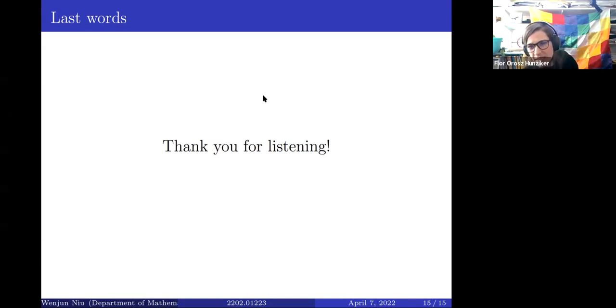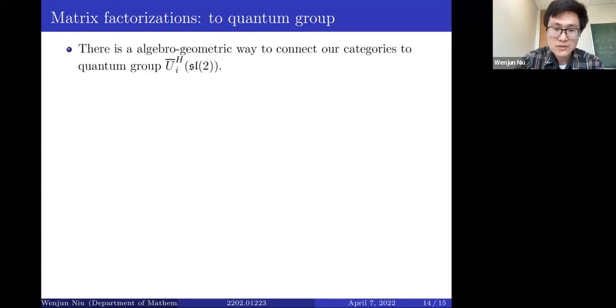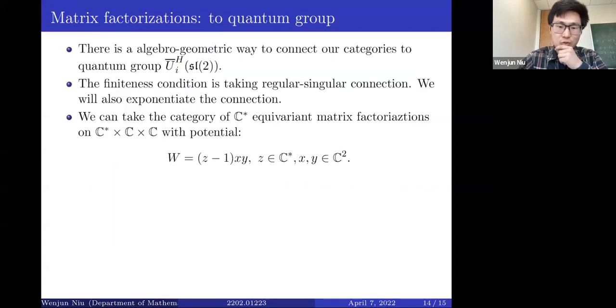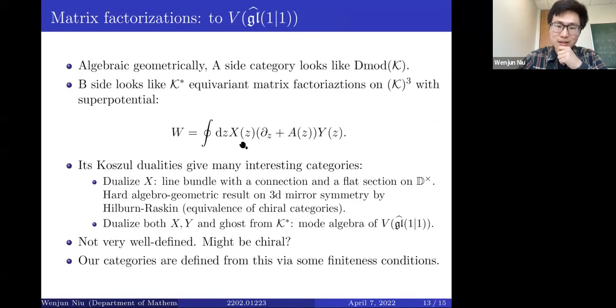Oh, there's one in the chat that asks, what's the rank of the matrix X, Y here? Which matrix? Sorry, X and Y are fields, they're not matrices. In this slide, X and Y are just numbers. I shouldn't say C2, X, Y in C, sorry, that's a typo here. And here, the big capital X and capital Y are Laurent series. So they're all one-dimensional.